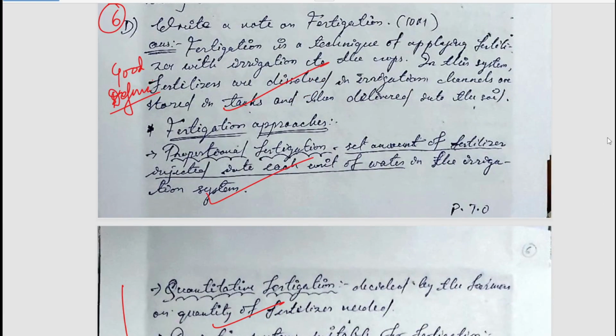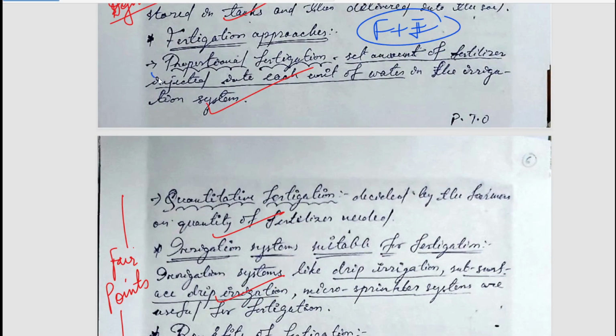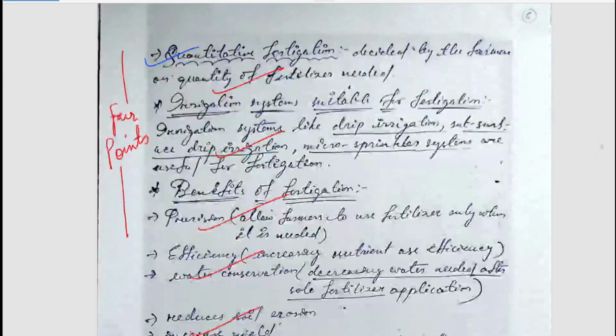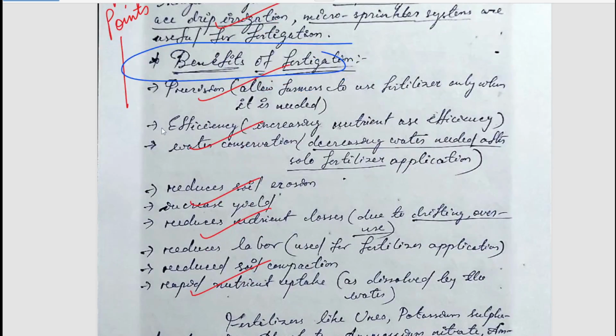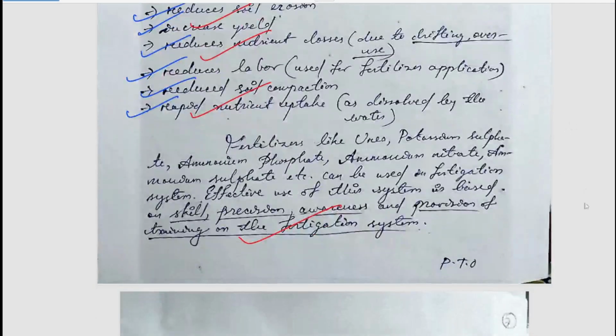Right, and now on fertigation. So what is fertigation? That is whenever you apply fertilizer along with irrigation. So fertilizer plus irrigation. Okay, so this is what fertigation is. Approaches have been mentioned: proportional fertigation, quantitative fertigation. Now irrigation systems are needed here. Generally, we should focus on benefits. Obviously, with precision here, the fertilizer efficiency will increase. That has been mentioned. Water conservation, reduced soil erosion, increased yields, reduced nutrient losses, reduced labor, reduced soil compaction, rapid nutrient uptake. So, well written points.